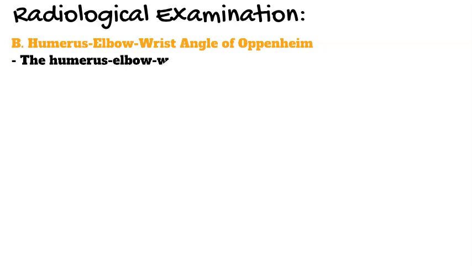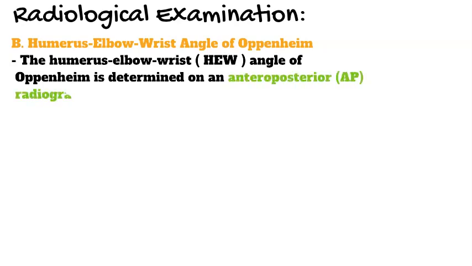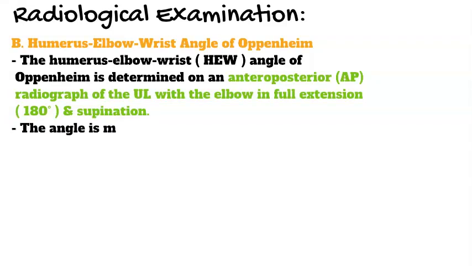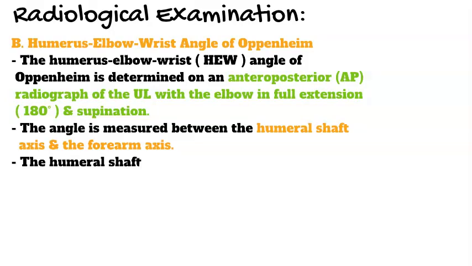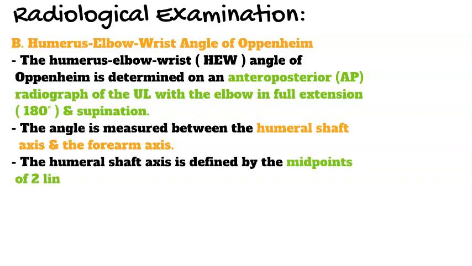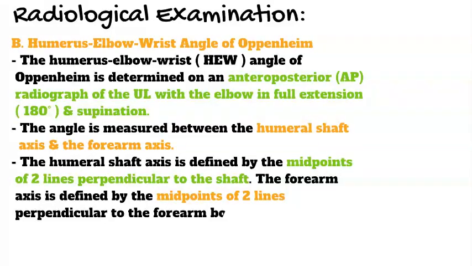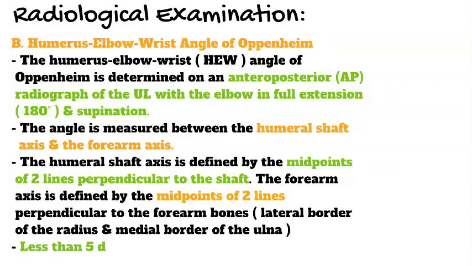B. Humerus elbow wrist angle of Oppenheim. The humerus elbow wrist (HEW) angle of Oppenheim is determined on an anteroposterior radiograph of the upper limb with the elbow in full extension, about 180 degrees, and supination. The angle is measured between the humerus shaft axis and the forearm axis. The humerus shaft axis is defined by the midpoints of two lines perpendicular to the shaft. The forearm axis is defined by the midpoints of two lines perpendicular to the forearm bones, that means the lateral border of the radius and the medial border of the ulna. Less than 5 degrees, we consider it cubitus varus.